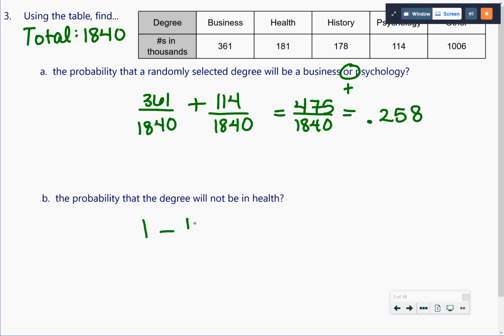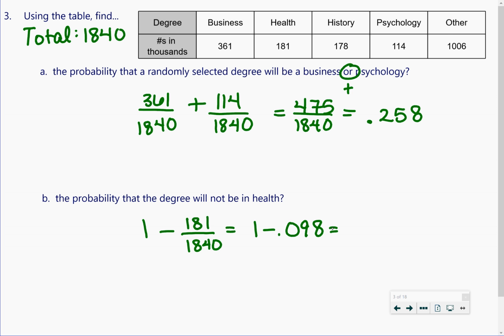So health major was 181 over 1840. The complement of that is every other major. 181 over 1840 gives me 0.098. Take that away from 1, I get 0.902, which again is the same answer you'll get if you add up all the other majors and divide by 1840, or the other degrees. Questions on 3?